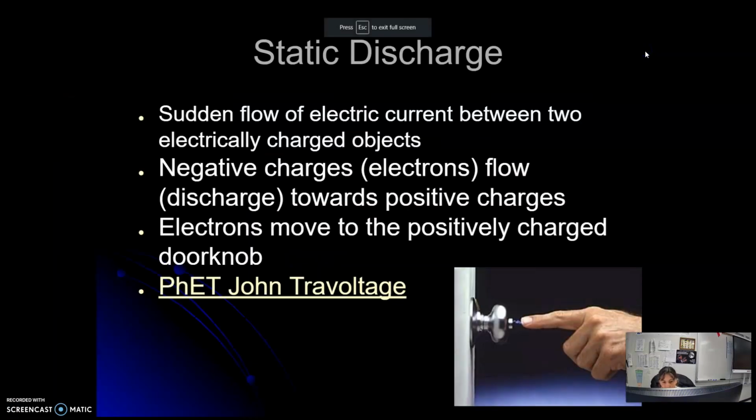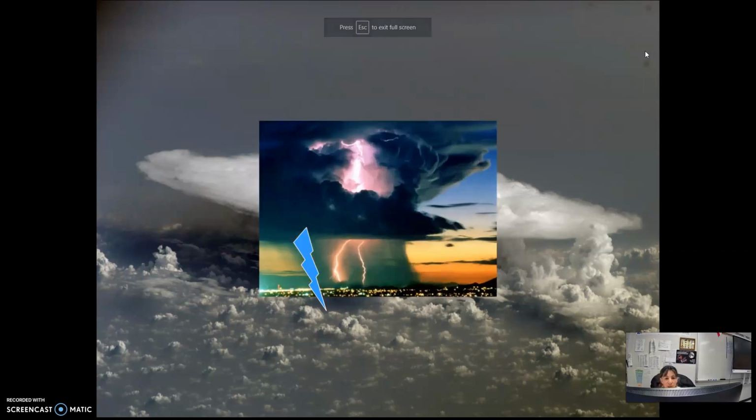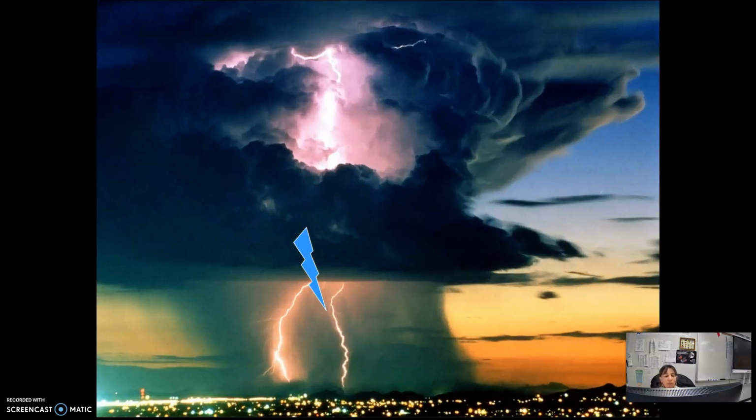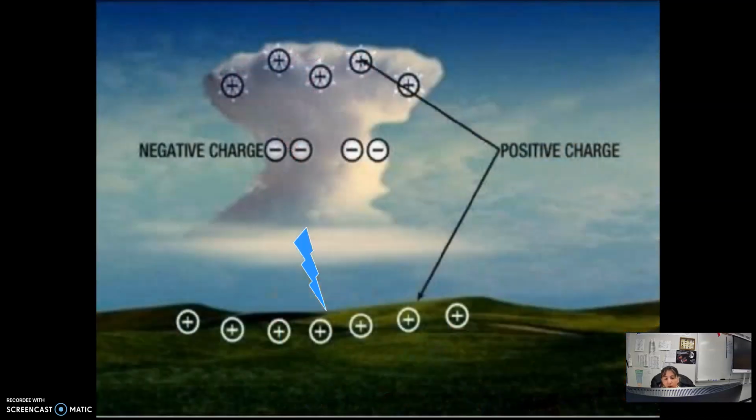Moving on from here, static discharge, the phenomenon of lightning, is also very similar in explanation to what we just described. Obviously it happens on a much larger scale, but it's basically the same concept, and you can see here where it's showing negative charges accumulated in the lower part of a cloud and positive charges basically through induction in the top part of the ground here.